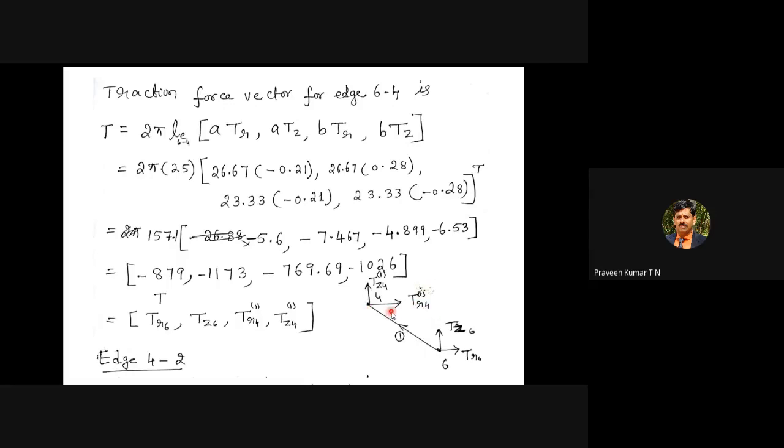This particular point load is acting at node 4. Hence it is referred to as TR4, and this TR4 contribution is because of the UDL acting on edge 1. Hence I am putting superscript as 1. In a similar way, TZ4 is nothing but the traction force acting at node 4.